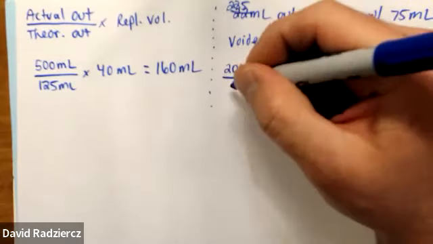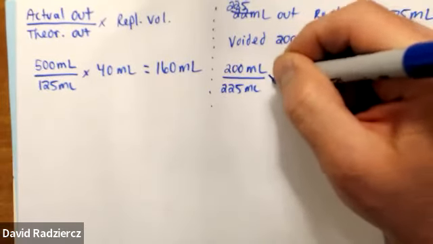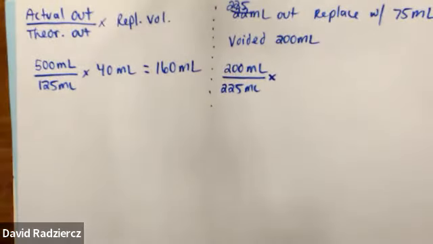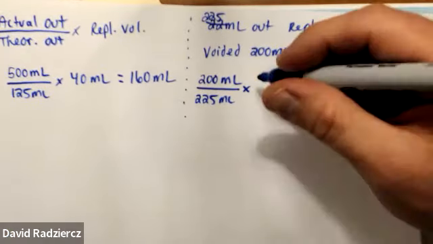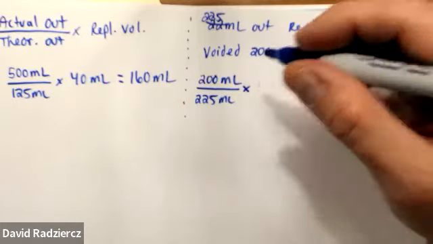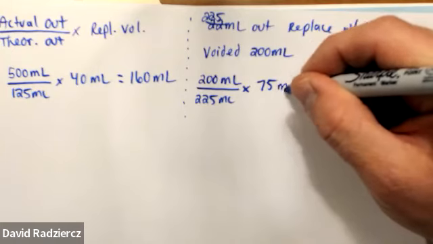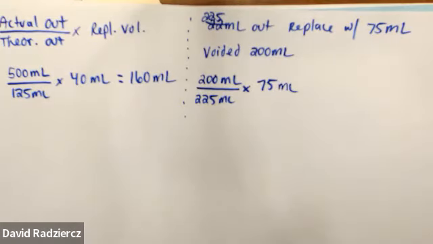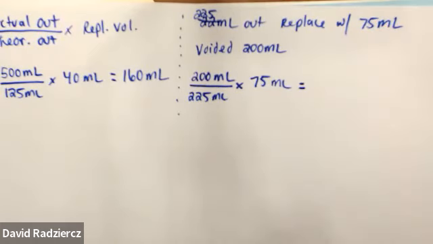My theoretical was 225. And I apologize, I can't think of another word other than saying theoretical. And if that bothers you, it's okay. You're not alone. Your nurse is not wanting to get into theory stuff, unless you're going for your master's or PhD, I guess. All right. And then multiply by my replacement volume. 200 times 75, and then divided by 225.